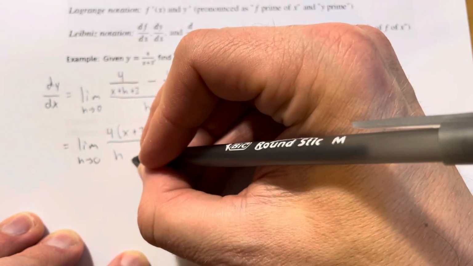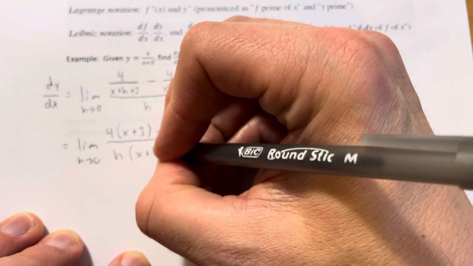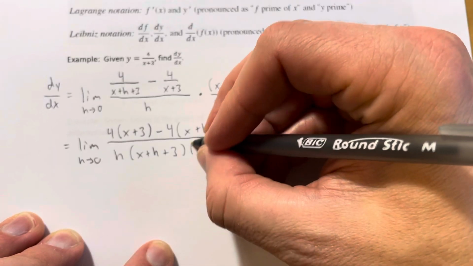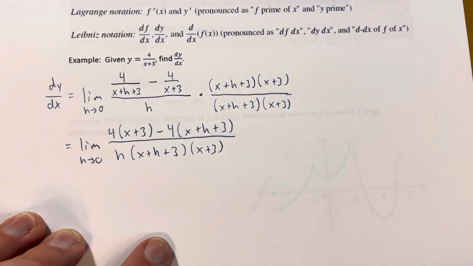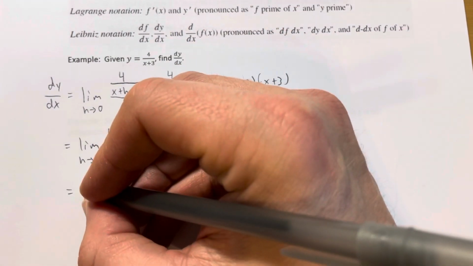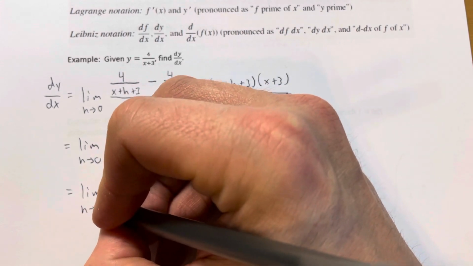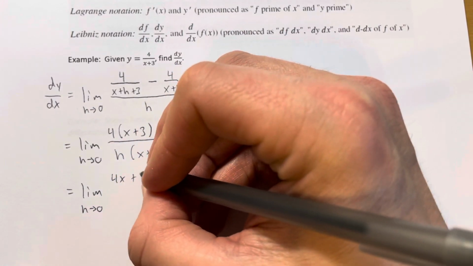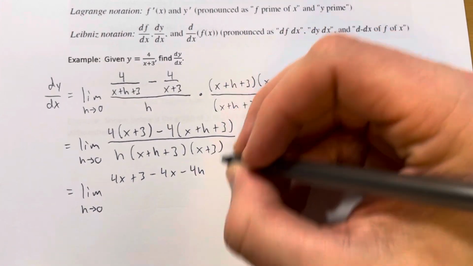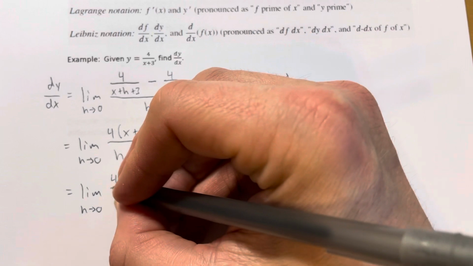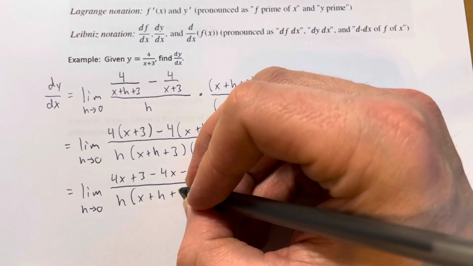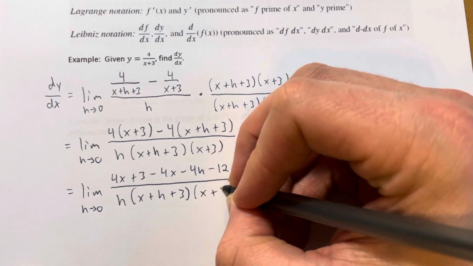In my denominator, I don't distribute anything out. I'm just going to leave this the way that it was written, x plus h plus 3 times x plus 3. At this point, distribute the 4 and the negative 4 in. So we have limit as h goes to 0 of 4x plus 3 minus 4x minus 4h. Negative 4 times 3 would be minus 12. And then this denominator is the same as before. We haven't done anything to it.